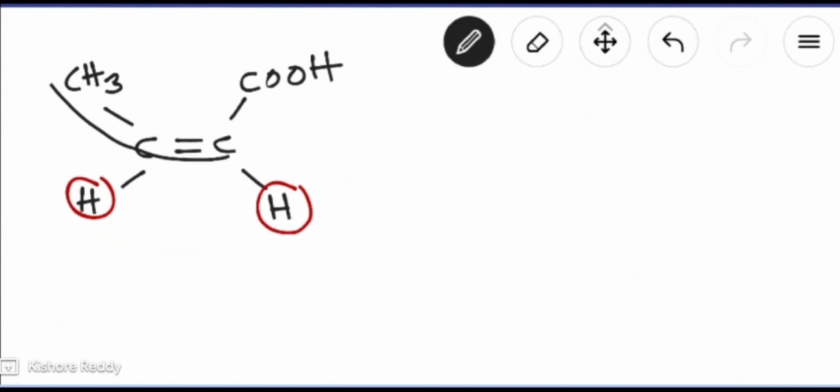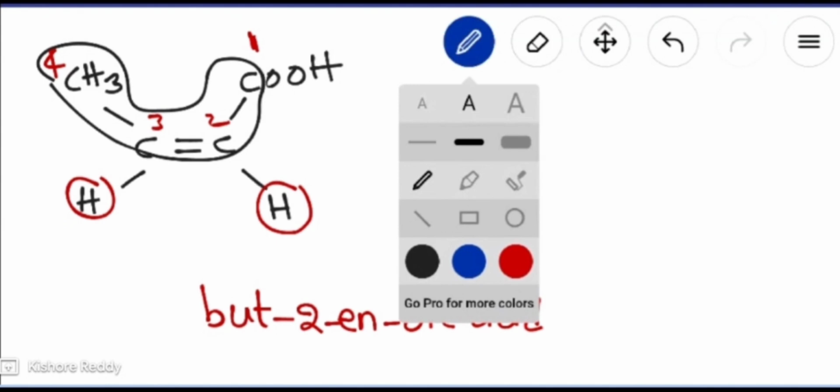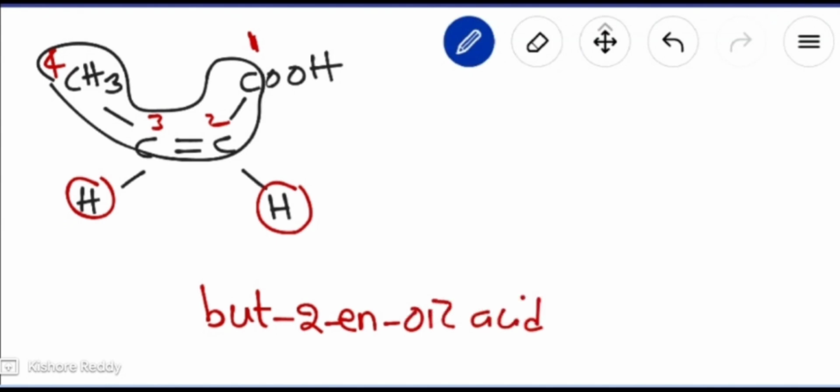This is your longest carbon chain. And then functional group priority order, you know, carboxylic acid starts from 1, 2, 3 and 4. So the name is but-2-enoic acid. So we know the nomenclature. And now which type of isomer is this? Simple. This is called cis. Why? Hydrogens are on the same side of the double bond. Similar group.